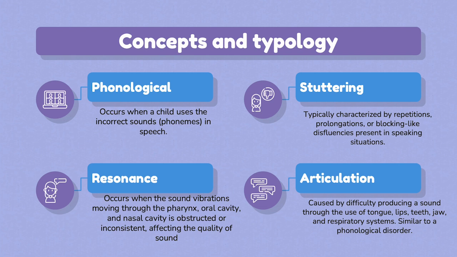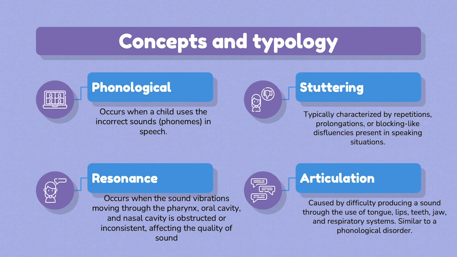A few concepts in typology to take note of include phonological, resonance, stuttering, and articulation. Phonological occurs when a child uses the incorrect sounds in speech. This could include leaving sounds out of a word or producing an incorrect phoneme. Stuttering is caused by disfluencies in speech, which leads to speech being less smooth or fluid than it typically would be, and is often characterized by the repetition of syllables and the prolongation of sounds.